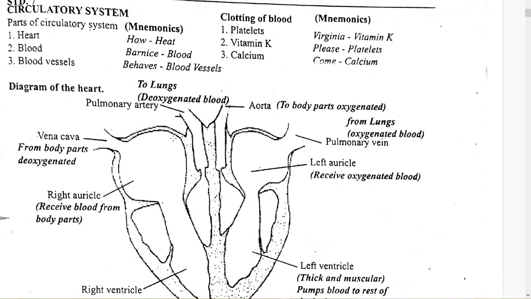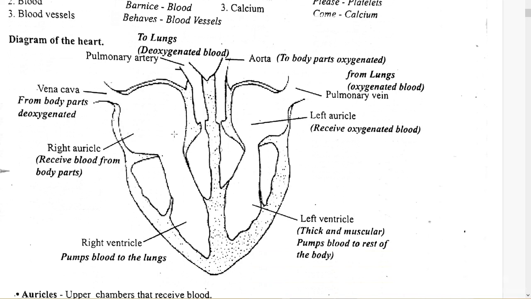Diagram is here. It is good to know how to label the diagram of the heart. The heart, we have this part here we call the vena cava. This is called the vena cava. This outlet, this inlet here, it allows blood from other parts of the body into the heart.